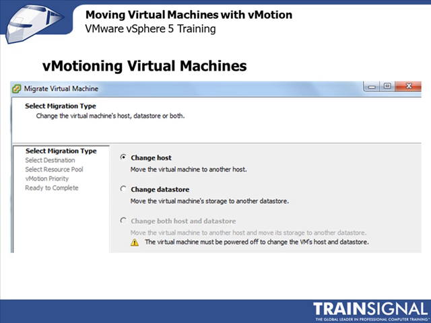Note that you can't actually change both the host and the data store at the same time, but the virtual machine has to be powered off. And because the virtual machine is powered off, it really isn't a vMotion or a storage vMotion, either one. It's really just a copy of the virtual machine configuration file and disk file from one data store to another, and then it unregisters it from one host and re-registers it on another host. So at this point, let's go over to the vSphere client and get started with our vMotion configuration.